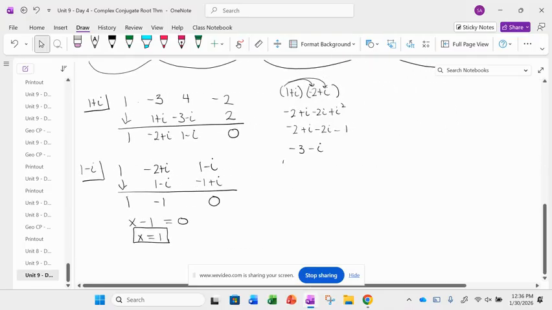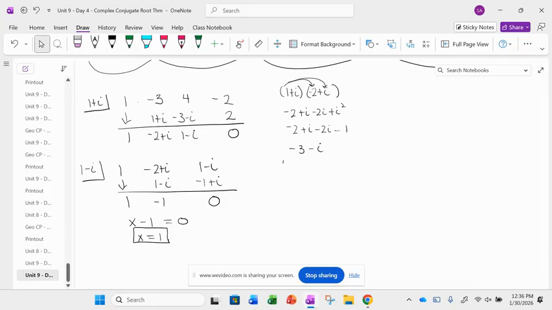I will not tell you what way to use on the test. So you're going to look at the problems and you're going to solve it however you want to solve it.